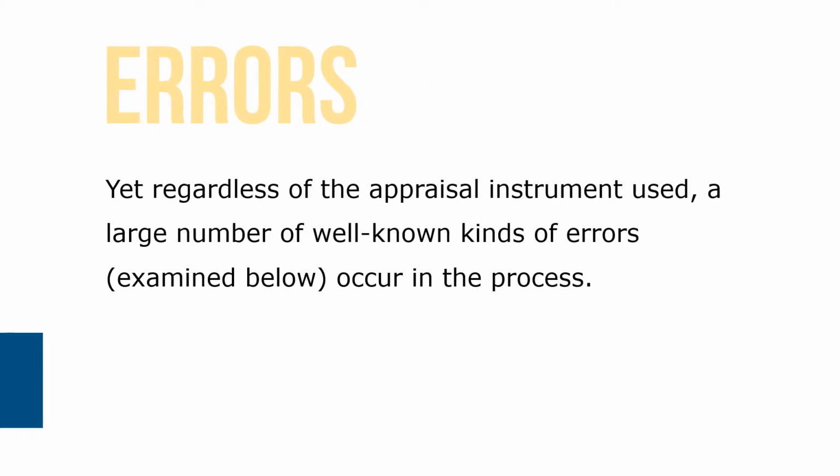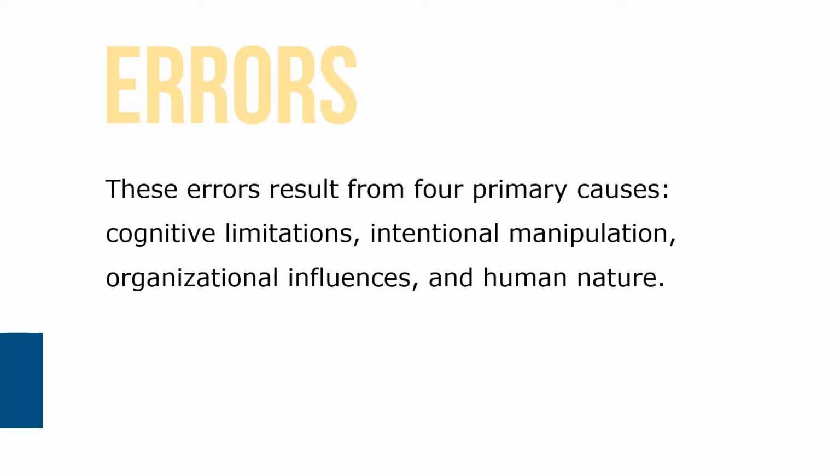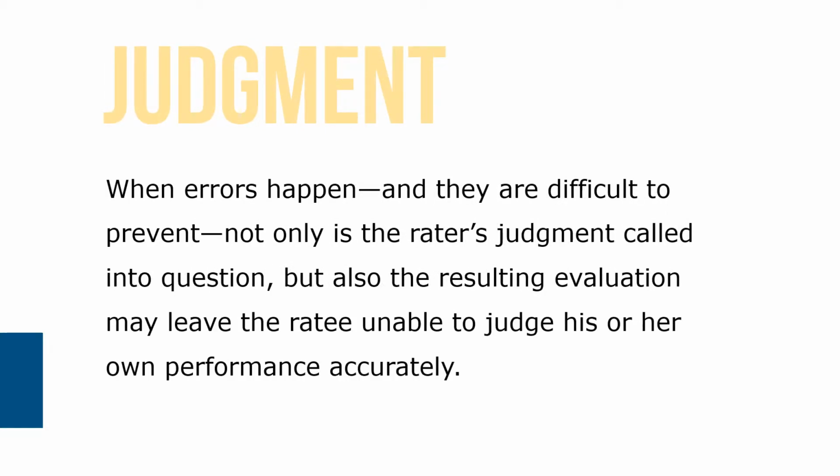Yet regardless of the appraisal instrument used, a large number of well-known kinds of errors that we'll examine in this course occur in the process. The errors result from four primary causes: cognitive limitations, intentional manipulation, organizational influence, and human nature. When errors happen, and they're difficult to prevent, not only is the rater's judgment called into question, but also the resulting evaluation may leave the ratee unable to judge his or her own performance accurately.